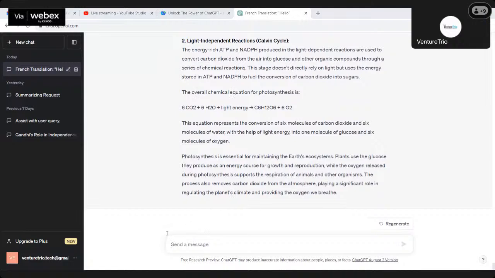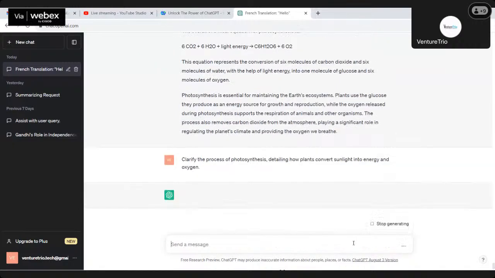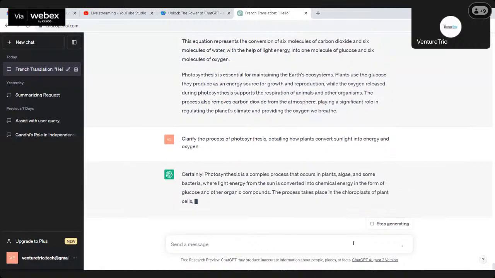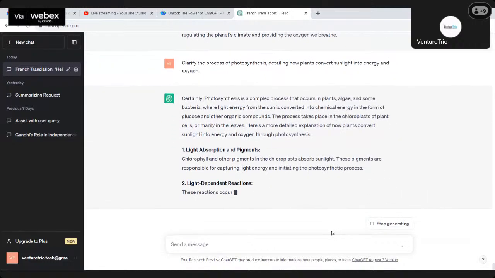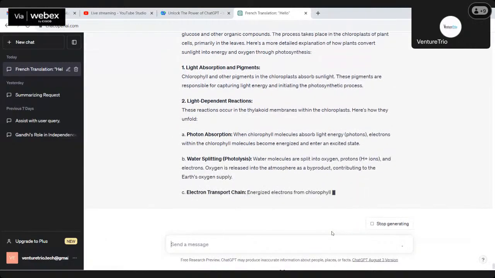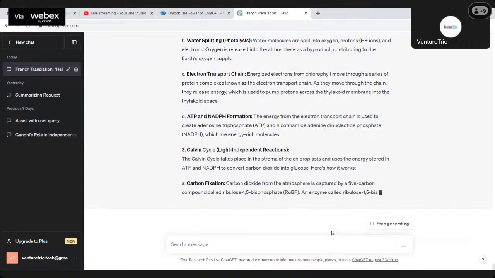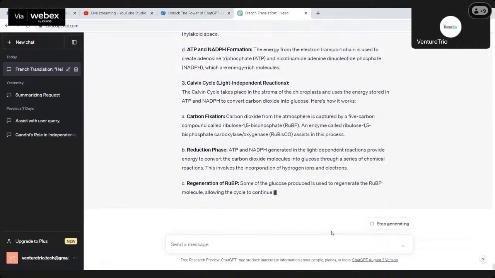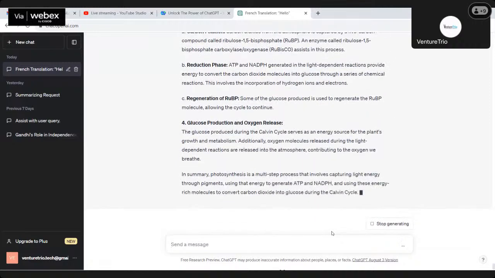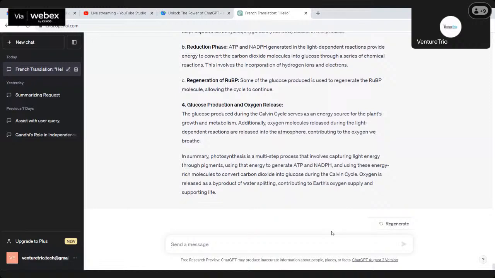But if we write a correct prompt as per our need, clarify the process of photosynthesis, detailing how plants convert sunlight into energy and oxygen, it will provide a different answer and a more scientific answer. This type of query will enhance your academic projects and reports. So this type of content will enhance your assignments and reports.